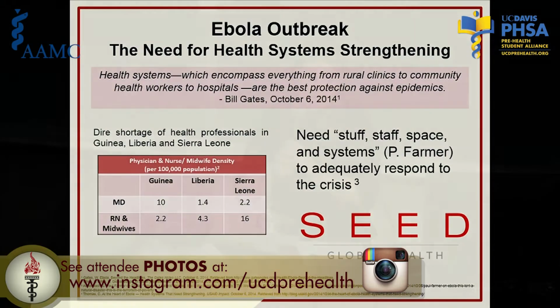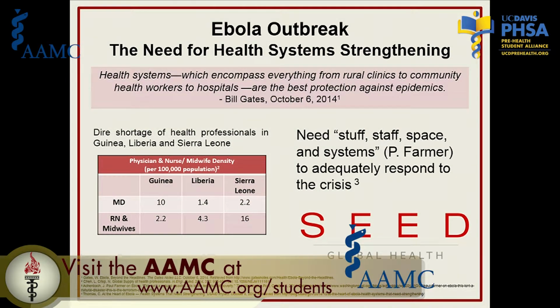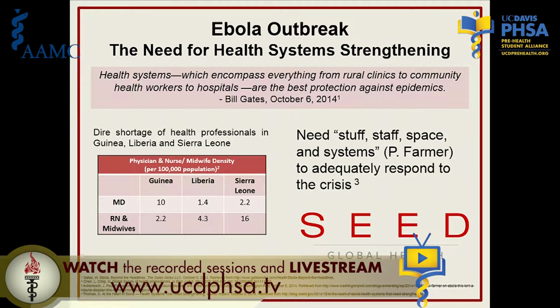So this is a slide that I borrowed from Seed Global Health, which is Vanessa Carey's initiative out of Boston. And it has a quote from Bill Gates. He wrote an editorial that said, health systems, which encompass everything from rural clinics to community health workers to hospitals, are the best protection against epidemics. Paul Farmer has famously said that they need stuff, staff, space, and systems to adequately respond to the crisis.